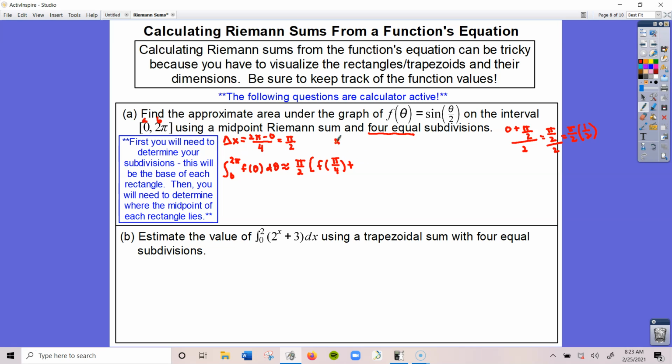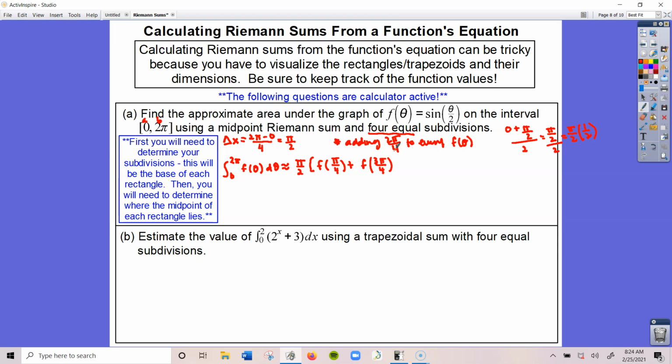So I'm going to write this here. I'm adding 2 pi over 4 to every f of theta. So 2 pi over 4 plus pi over 4 would be f of 3 pi over 4. That would be my very next midpoint. Because again, remember that your rectangles are every pi over 2. So my midpoint is also going to be every pi over 2. So that's why I'm adding 2 pi over 4.